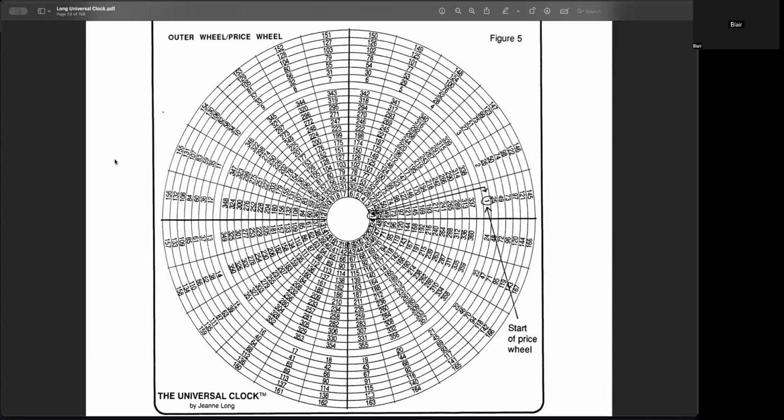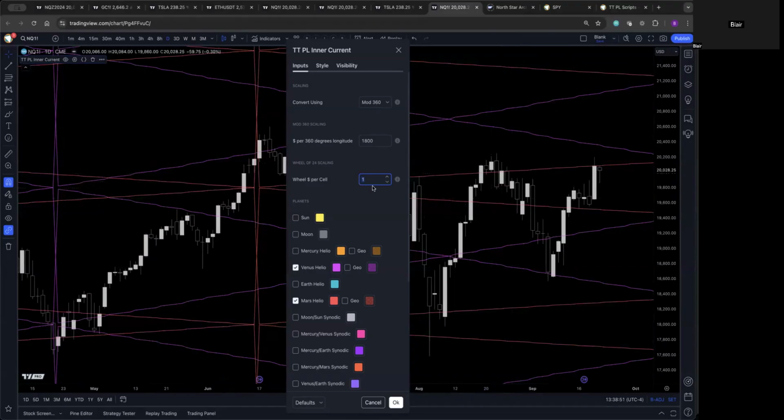Now this number here is the dollars per cell in the wheel of 24. So if we go back to our description of the price wheel, this is what it's like when there's $1 per cell. It goes up from one, but that's not obviously going to work on Bitcoin with its 60 odd $1,000 price. So we would need 10 or 20 or $30 per cell. So we've got the ability to set that in the script here, and also the reverse for very low priced instruments like Forex or altcoins that have very, very low prices. You can set very small dollars per cell here.